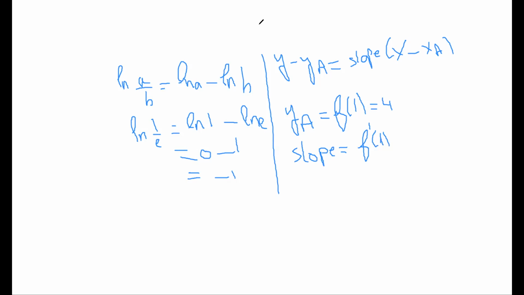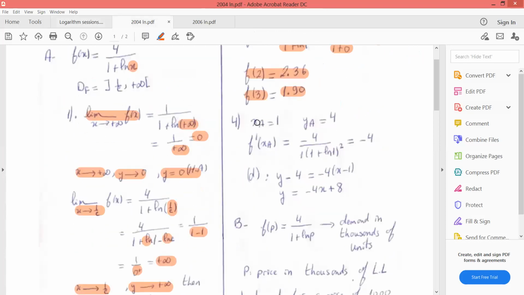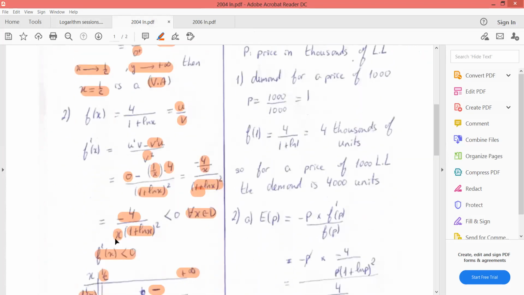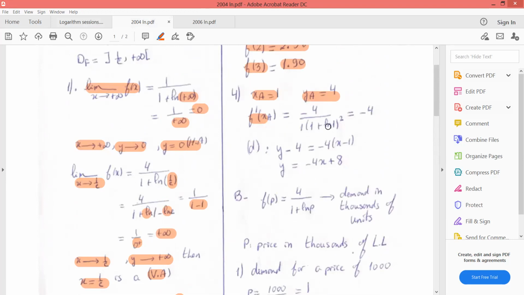So we are going to see the solution. So xa equals 1, ya equal 4. f prime of xa, this is f prime x here, we have minus 4 over x into 1 plus ln x squared. f prime of 1, we replace the value of x in the derivative to get the slope, minus 4 over 1 plus ln 1 squared. ln 1 is 0. 1 plus 0 is 1, squared is 1. 1 times 1 is 1, so we get minus 4.